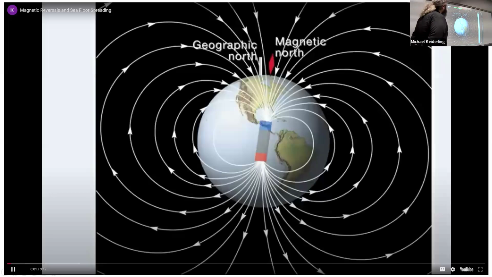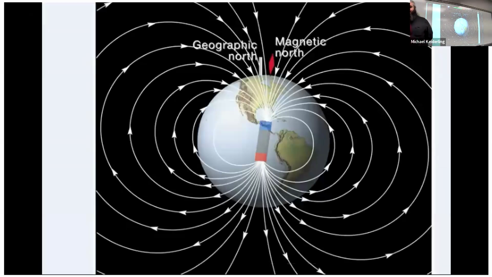Hi everyone. We're going to talk about the Earth's magnetic field and how the reversals in the Earth's magnetic field revealed that seafloor spreading is happening. The Earth's magnetic field creates lines of invisible force that you can't see, but that your compass needle senses. And the reason your needle points north is that these field lines emerge from the south magnetic pole and wrap around and point toward the north magnetic pole.